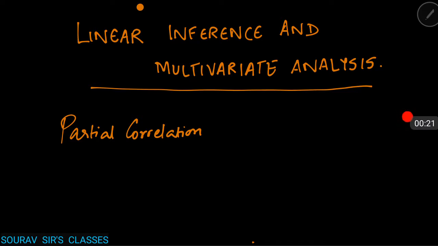Partial correlation is a device to study the relationship between dependent variables and one of the independent variables by excluding the effect of other variables, that is, keeping the other variables constant. Partial correlation is also called net correlation.